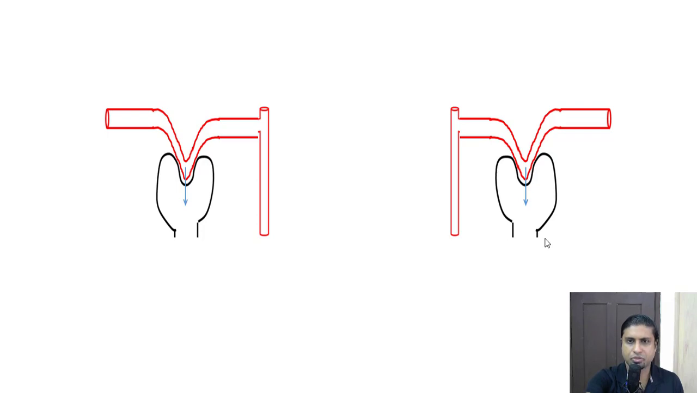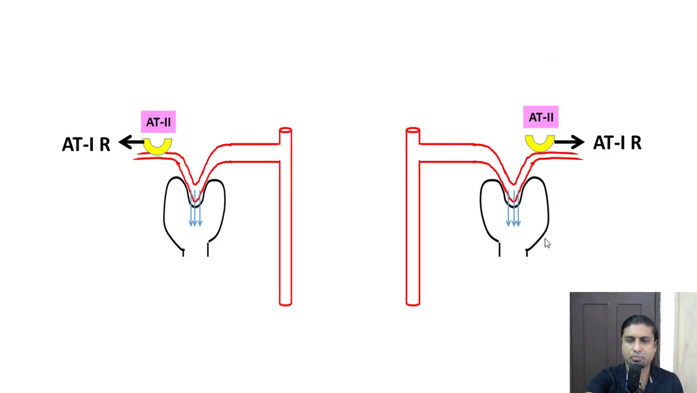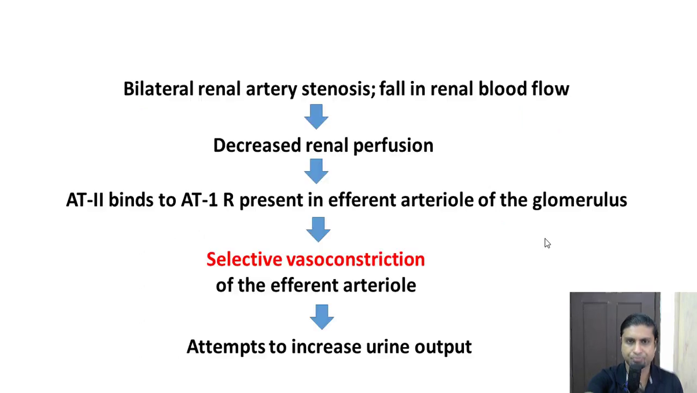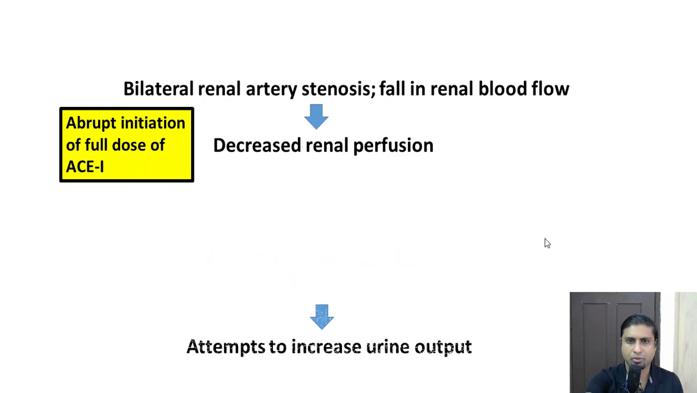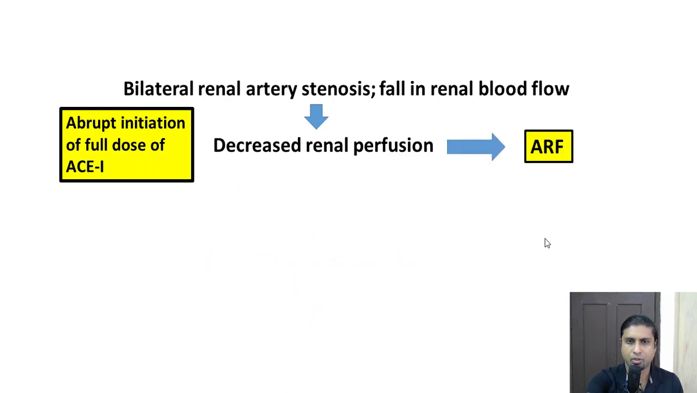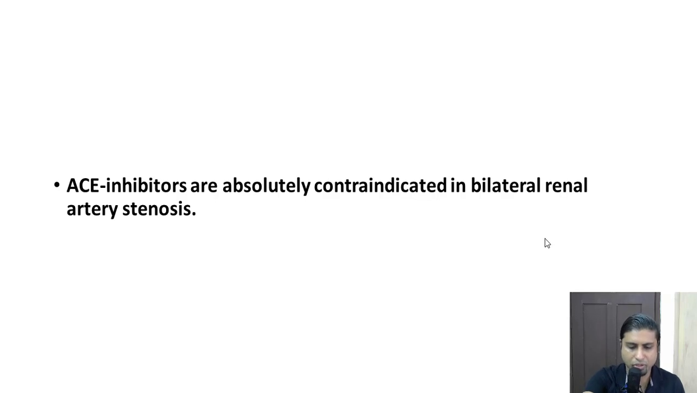In renal artery stenosis, this would be the picture. The renin-angiotensin-aldosterone system would be active, and as we discussed earlier, angiotensin II would bind to AT1 receptors on the efferent arteriole, causing selective vasoconstriction of the efferent arteriole, maintaining glomerular filtration. If we were to administer an ACE inhibitor to this patient, the angiotensin II mediated selective vasoconstriction of the efferent arteriole is lost, and we could precipitate acute renal failure in this patient. So ACE inhibitors are absolutely contraindicated in bilateral renal artery stenosis.